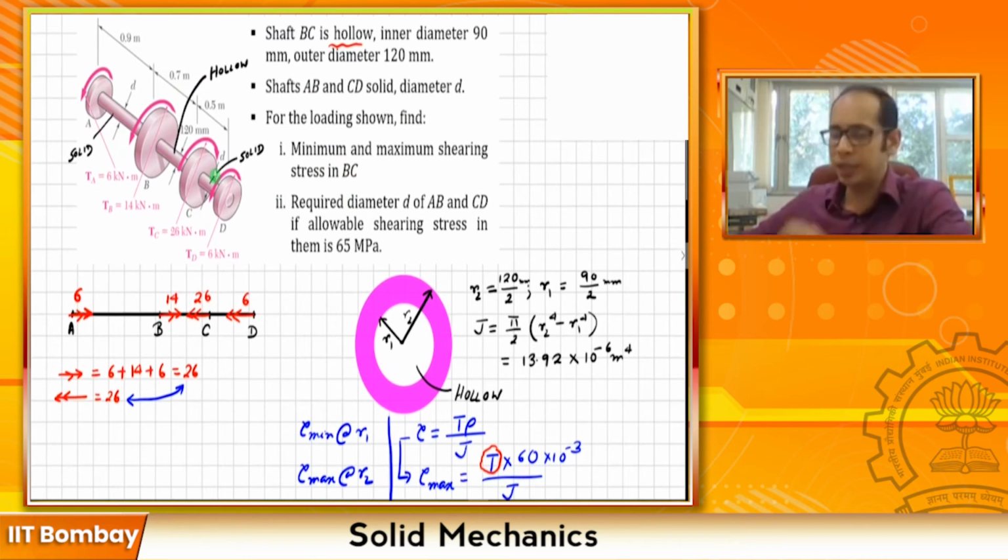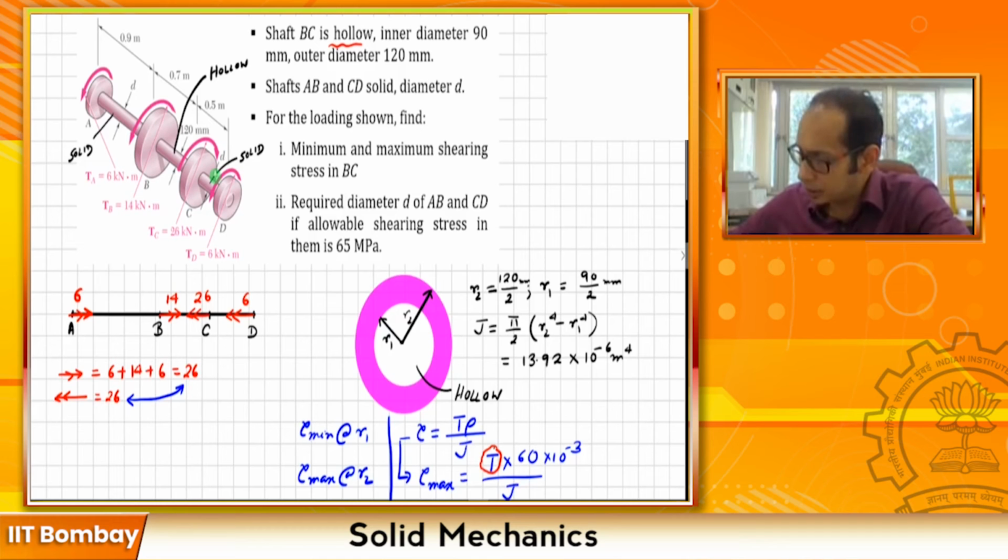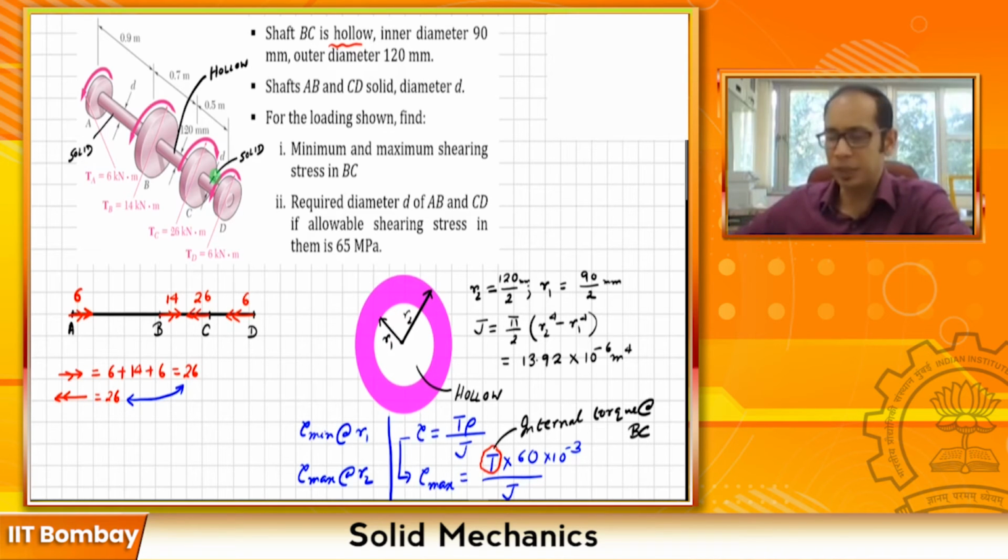As you can clearly tell, we just have to establish the equilibrium there to find the internal torque which is active. So this T is nothing but the internal torque. Let's mark it here: this T is the internal torque at the section BC. And how do we find that?